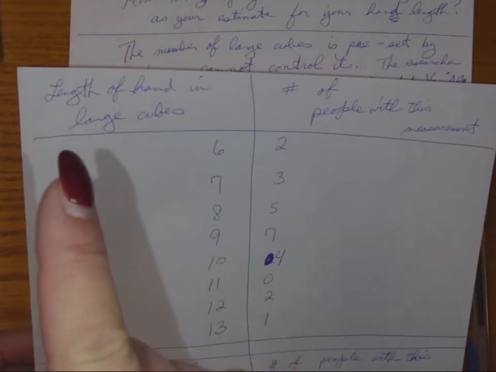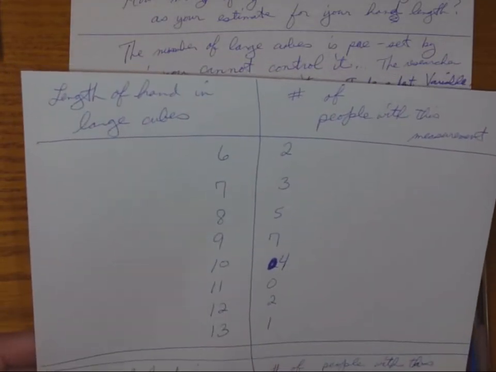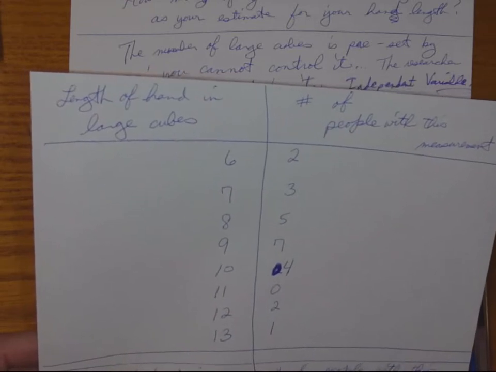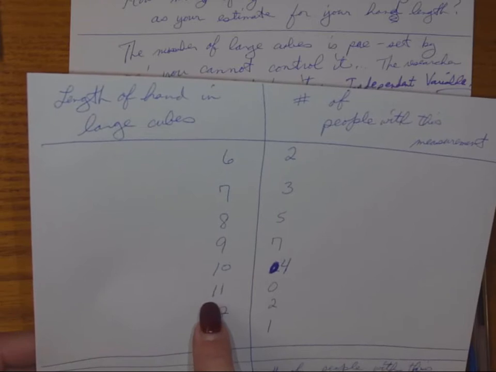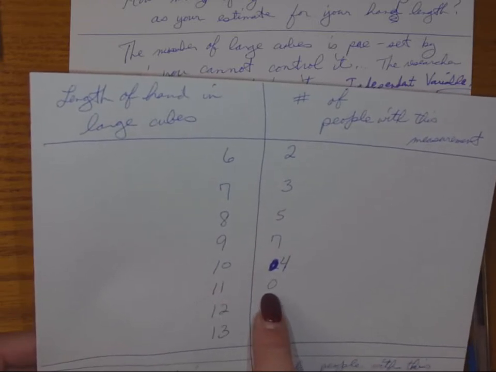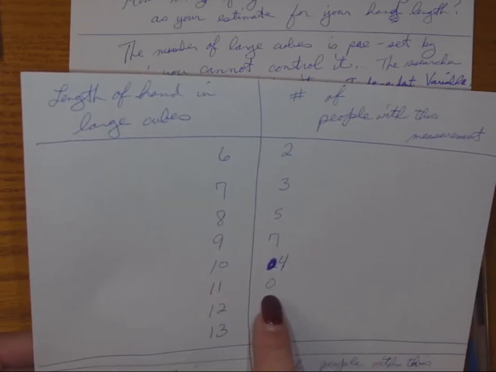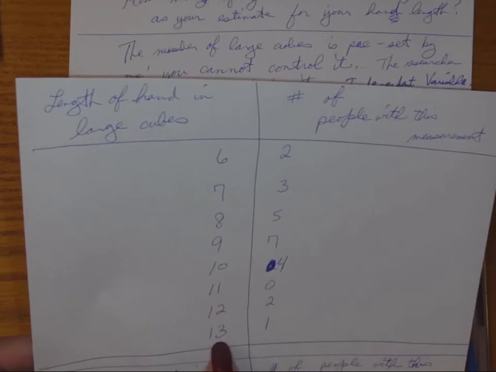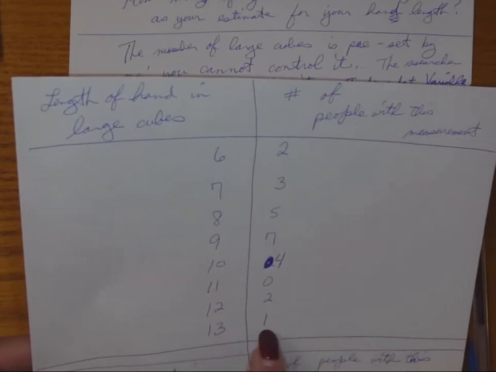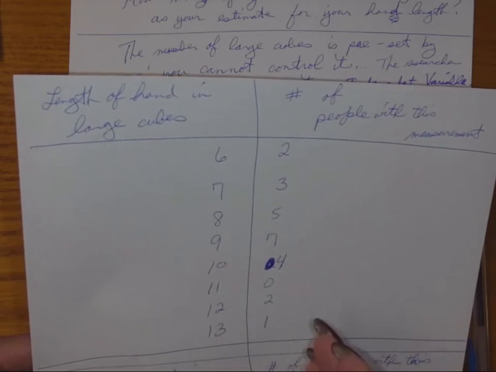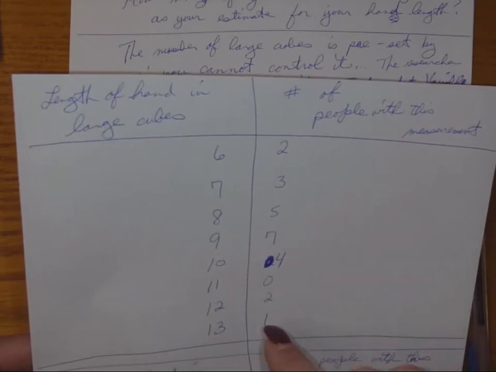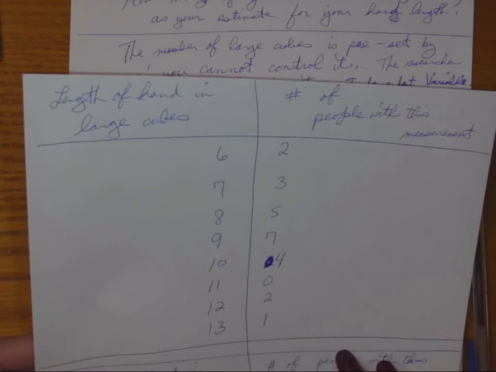On the left hand side, I've got the length of your hand in large cubes. 6 was the smallest for this particular class, then 7, 8, 9, 10, and I didn't have anybody who had an 11, so I put a 0 there to hold the place. But I did have some 12s, and one person with a 13. So I can't just say, oh, stop here because I got a 0. I've got to keep going until everybody in the class is accounted for.